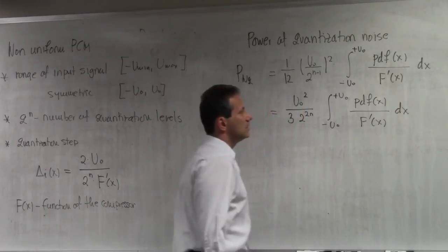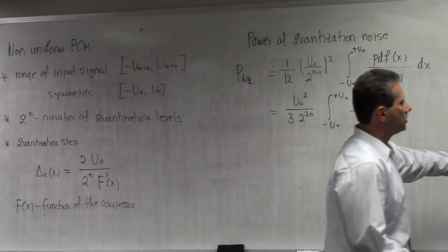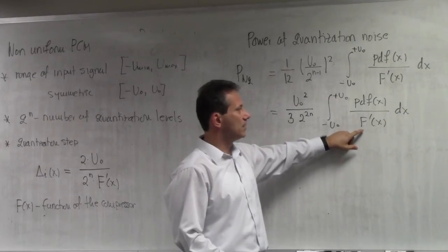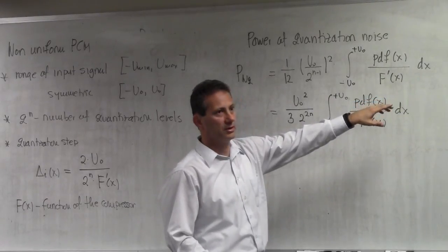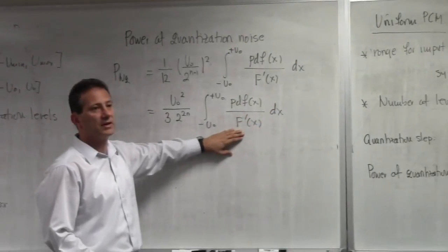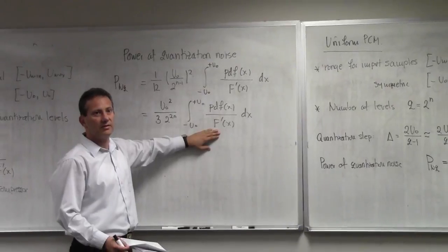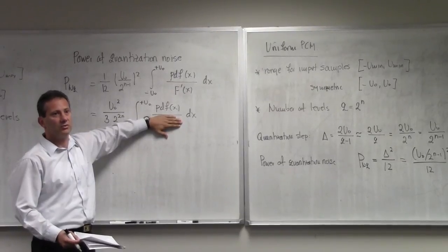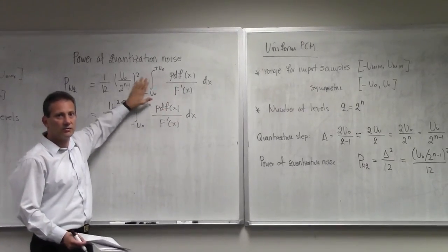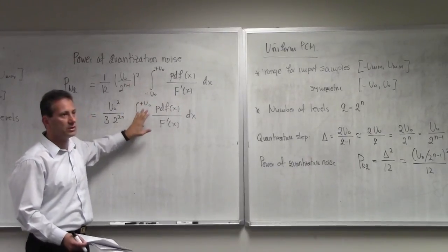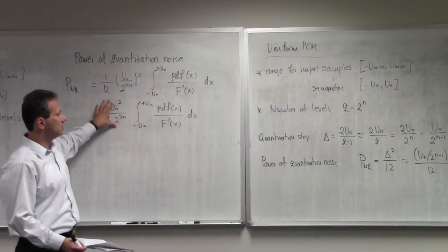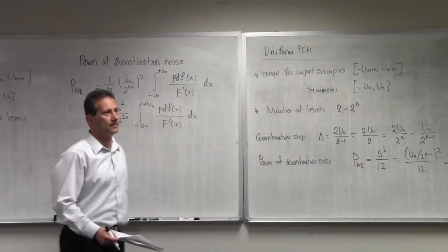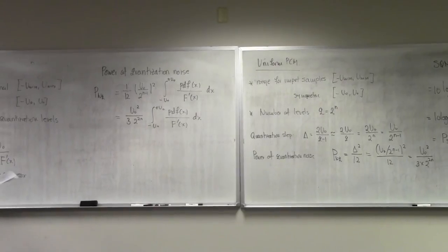dx. Now you can see that this is a generalization of this one here, because if you have a uniform signal that occupies the range from minus u0 to u0, and there is no compression, it is quantized by the uniform quantizer, then f of x is equal to x, right? And then its derivative is equal to 1, so this goes to 1. And if this is a uniform distribution between minus u0 and u0, the area under the curve is equal to 1. So for the uniform signal and no compression, this whole second integral becomes equal to 1, and then this and this are identical, right? So this encompasses this as a special case. So that's the power of the quantization noise.